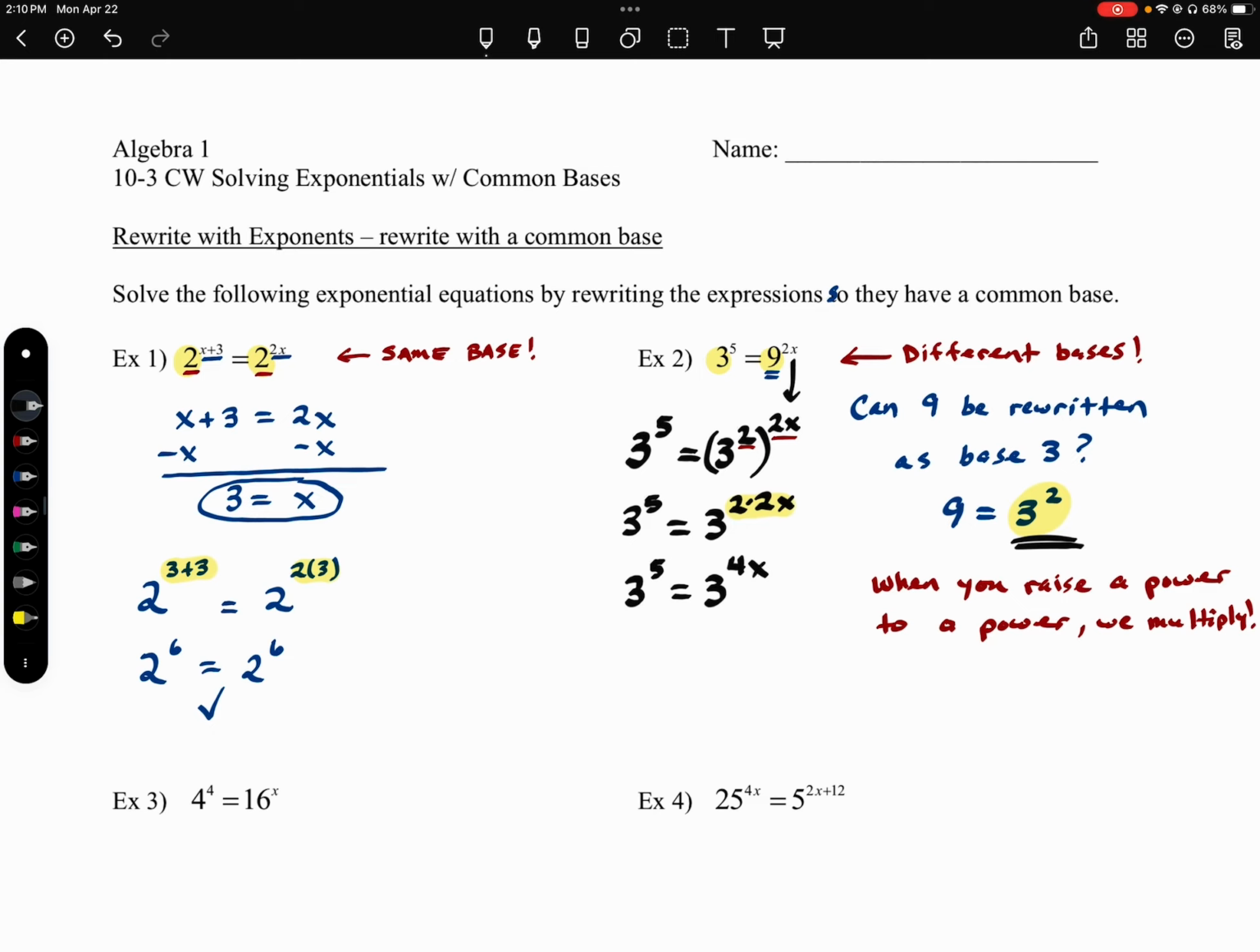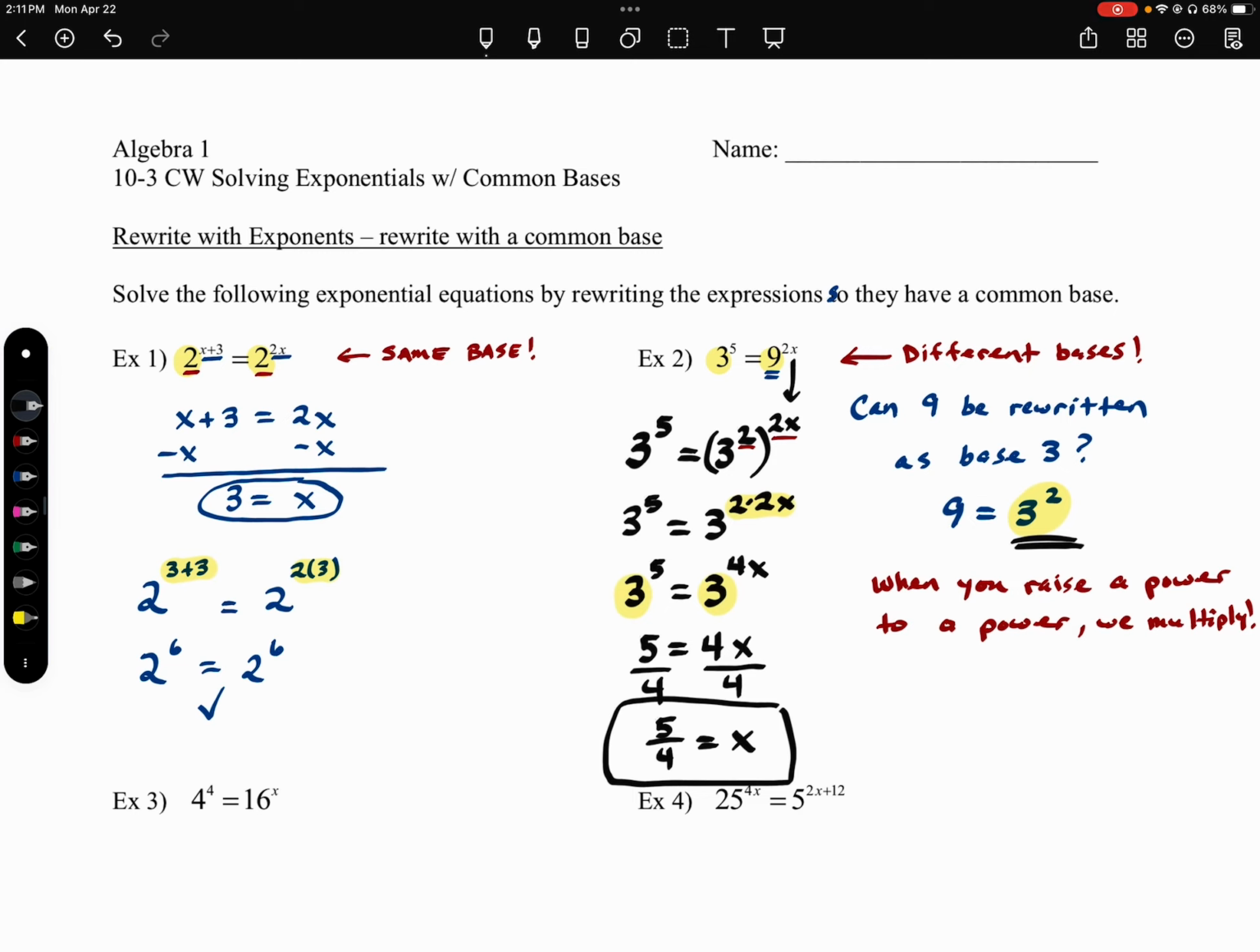And I hope you see now where we're at. We've got the same base, 3 and 3, just like we did on the previous problem. So we're going to pull out our exponents and set them equal. We have 5 equals 4 times x. And then we'll just solve for x. Divide each side by 4. And we get 5 fourths equals our x.